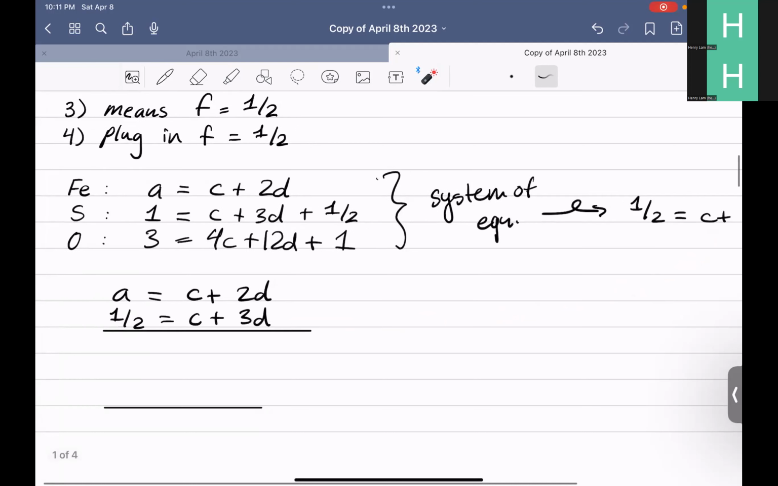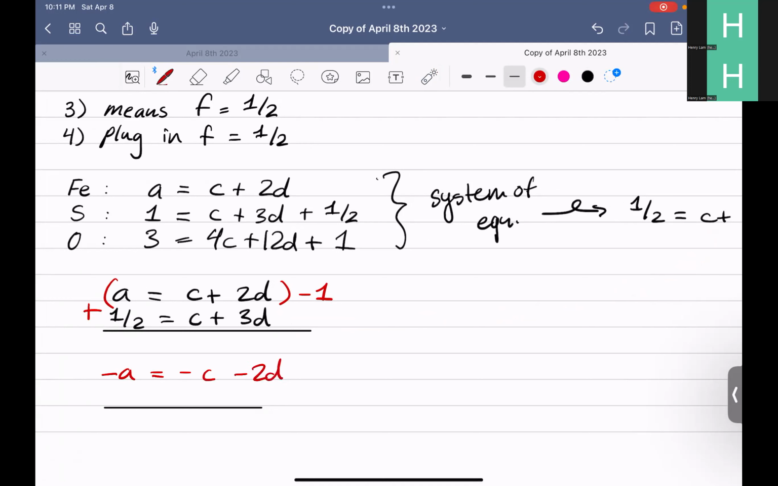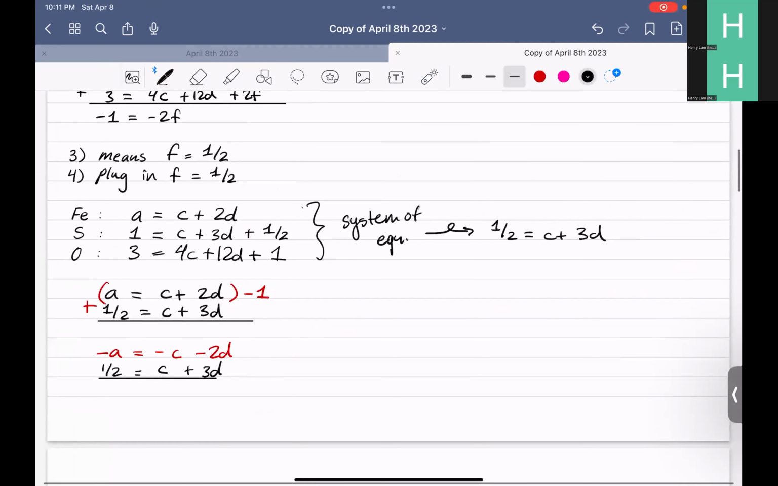And so I want to simplify my equations further. So the best way I could go about doing that is by multiplying by -1 here, and let's go ahead and add them together. And so what you'll get if you distribute that -1 is -A, -C, minus 2D, and then you get 1/2 here, C plus 3D, okay? And what you'll get in the very end is 1/2 minus A is equal to D. Okay, that's the expression that you get.